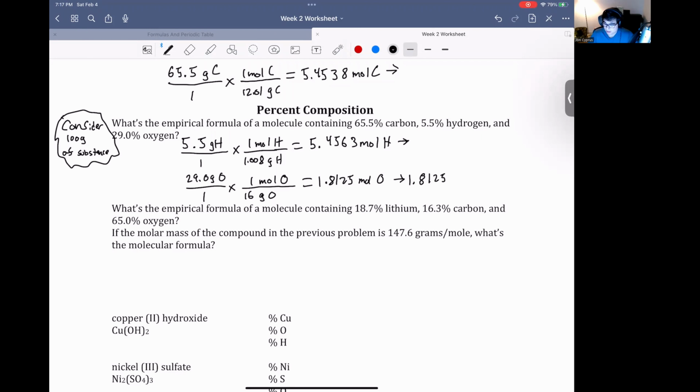1.8125 moles of oxygen divided by 1.8125 gives me 1 mole of oxygen. I have to do that for all of these. So 5.4563 moles of hydrogen divided by 1.8125. Give me 1 second here. And this is going to be about 3.